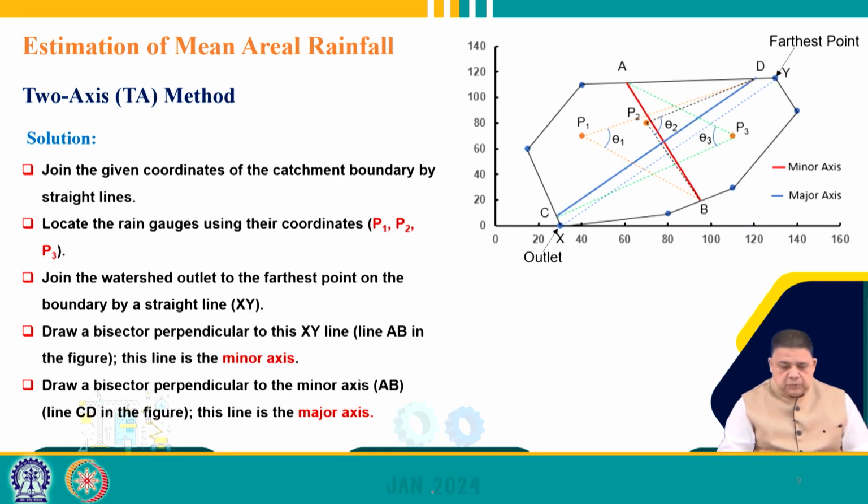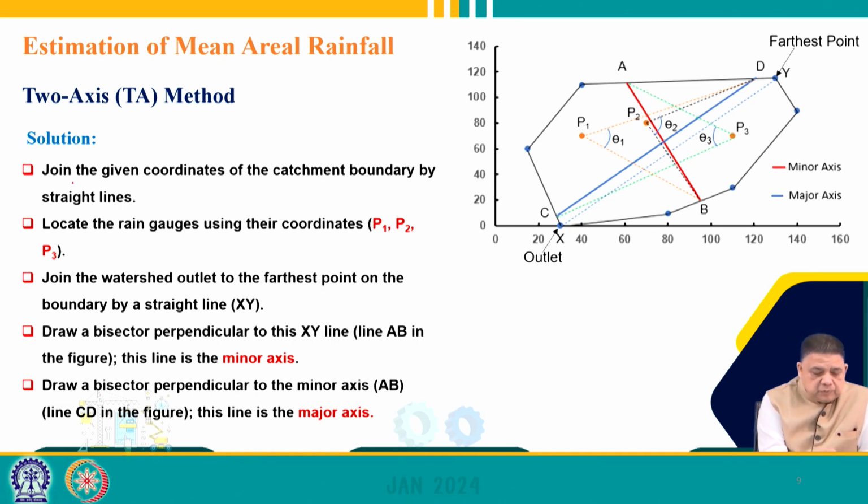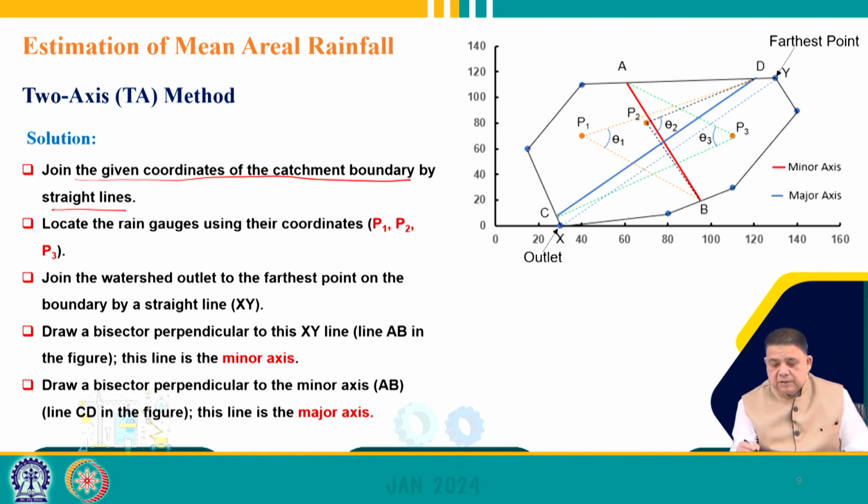Now, coming to this method, the two-axis method, and its application to this particular problem. What we have to do is join the given coordinates of the catchment boundary by straight lines, because we do not know their true shape. So, we are approximating the catchment boundary by drawing straight lines. These are various coordinates here and they are joined by straight lines.